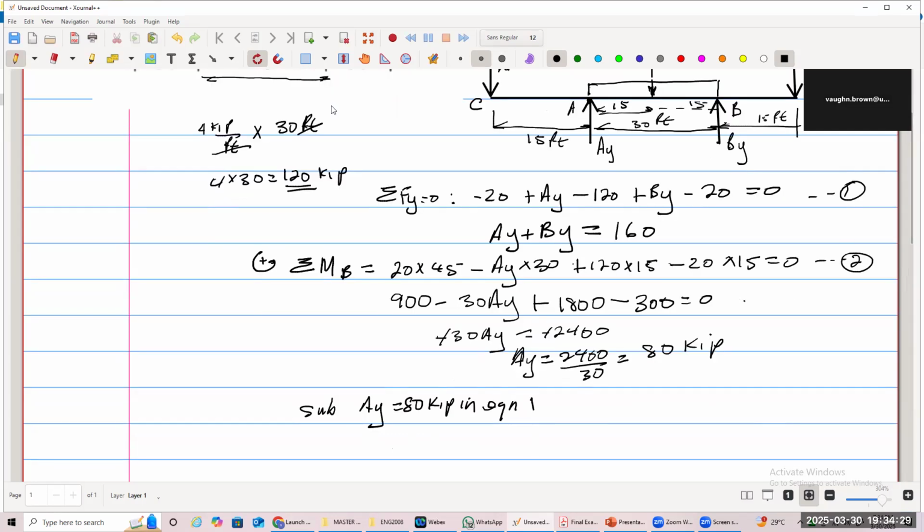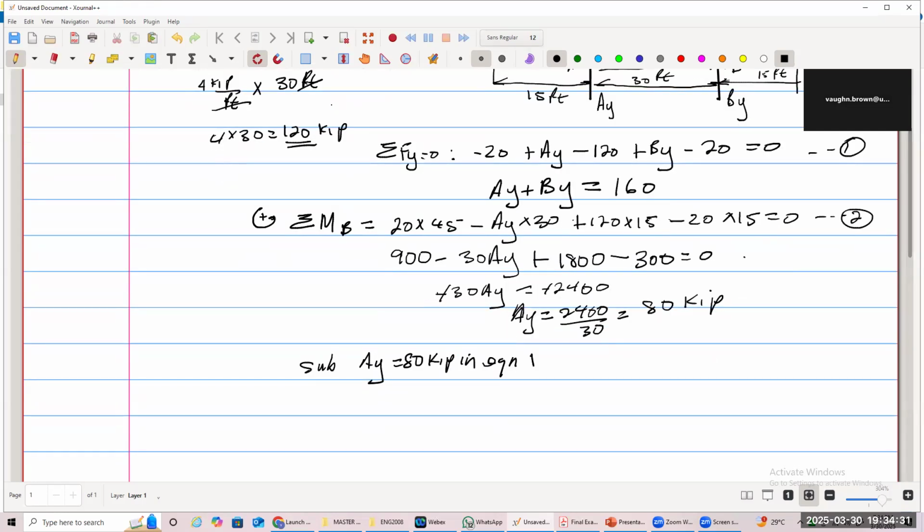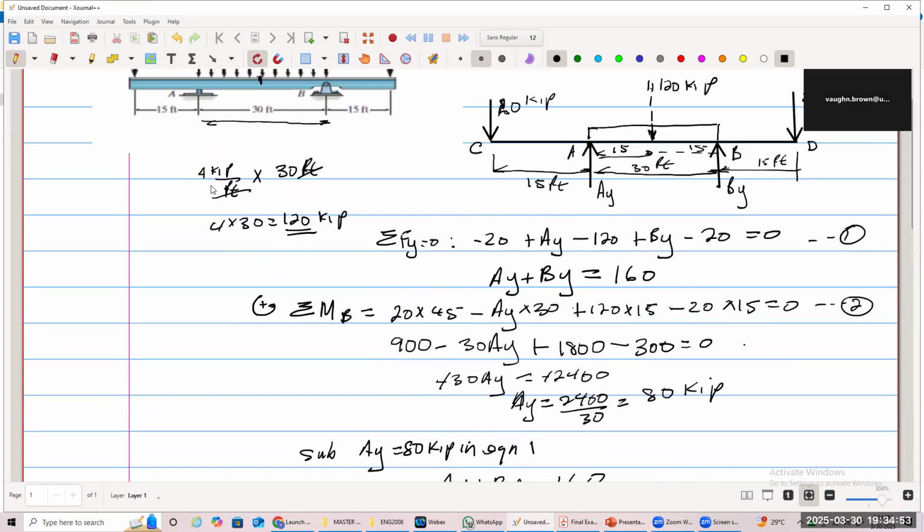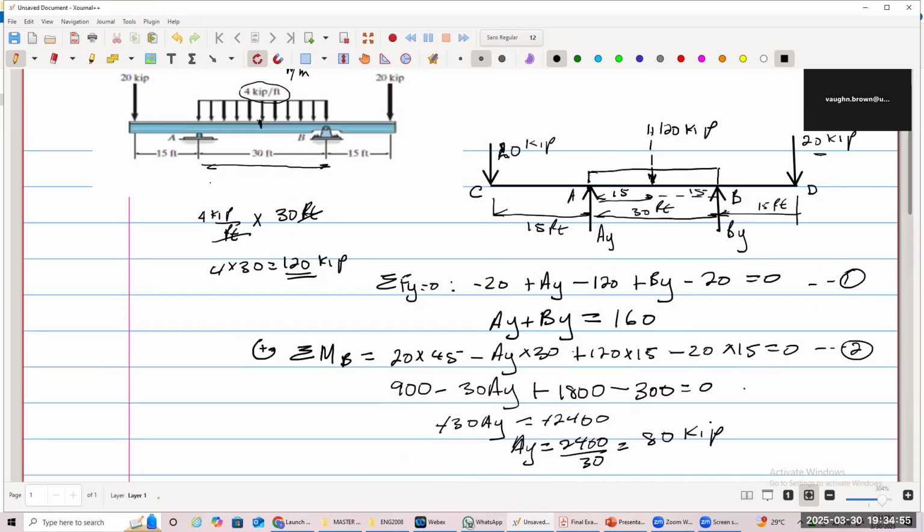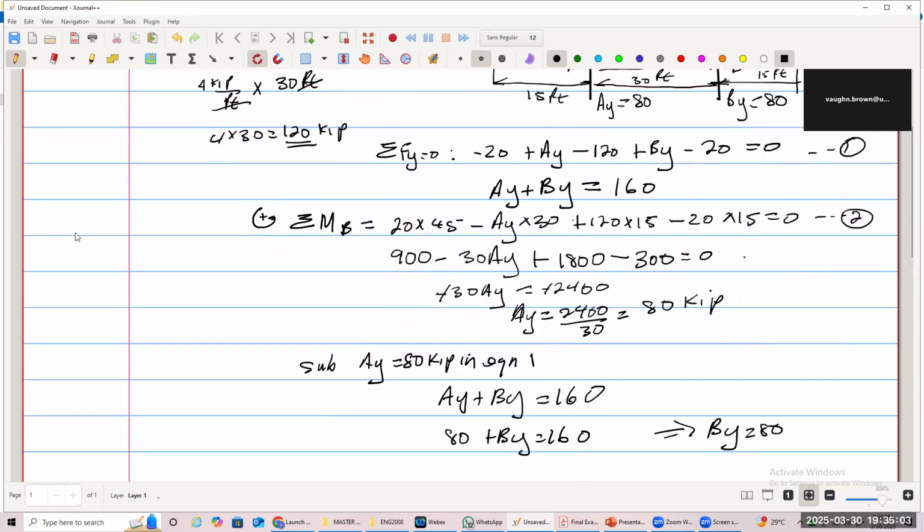All right, and what do we get now? So we get here that AY plus BY equals 160. And so we simply put our 80 here plus BY. And so from that, we derive that BY is also 80. So now we have worked out that our reactions equal 80 and 80. Right. Now, everybody understand that already.